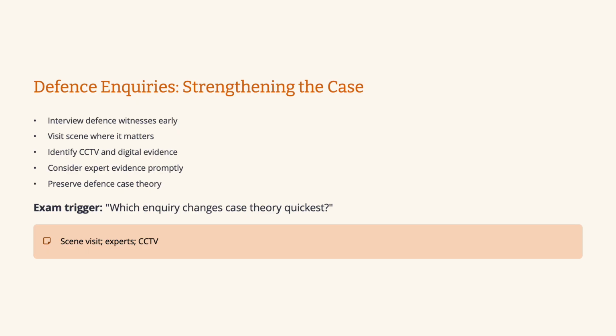Second, visit the scene where it matters, if it is required. Photographs and plans don't capture everything. Personal observation reveals all the nitty-gritty: distances, lighting, and other circumstances around the scene. You can understand it more once you visit it. Third, identify CCTV and digital evidence. Many locations have cameras: traffic cameras, shop cameras, residential doorbells. Cameras might capture relevant events.